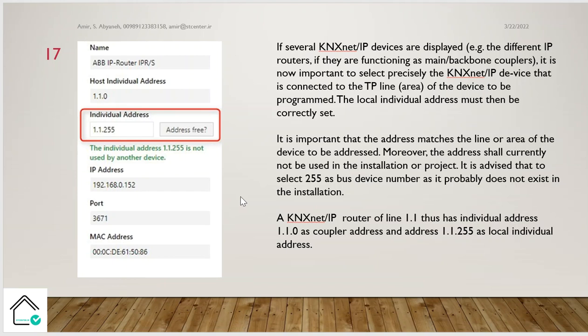You cannot use the same address for the interface and some devices. I mean the physical address. A KNX Net IP router of line 11 thus has the individual address 11.0 as a coupler address and 11.255 as a local individual address. So remember that when you use the router, you have one host individual address and one individual address. They are different. It's so important. They are different.